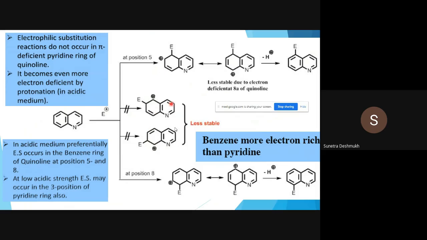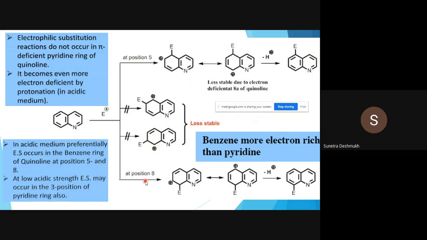And now the last position for attack is the eighth position. And when the electrophile attacks at the eighth position, two resonating structures do form. And that's why the electrophilic attack occurs more predominantly at the fifth and eighth position.